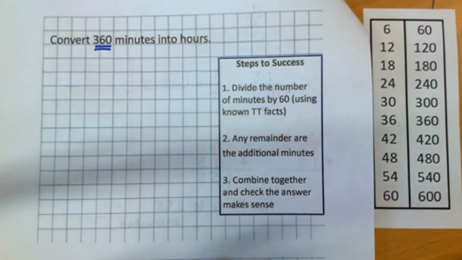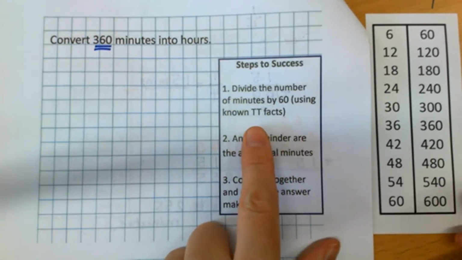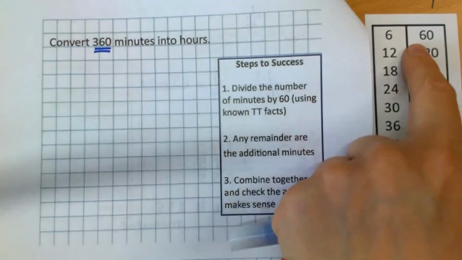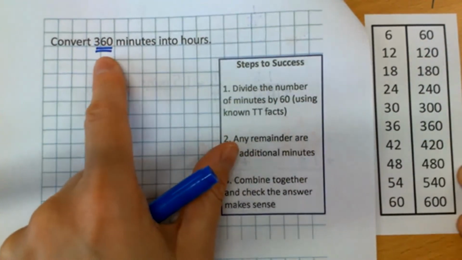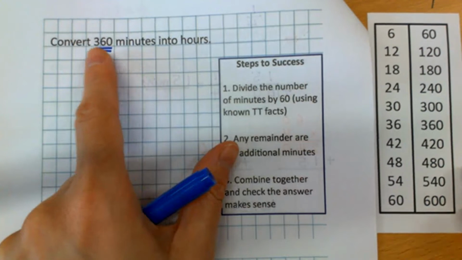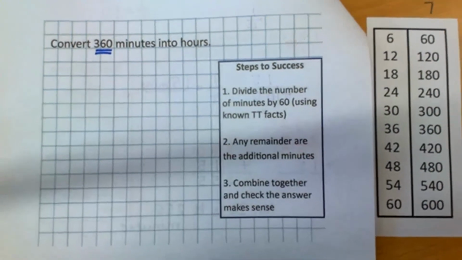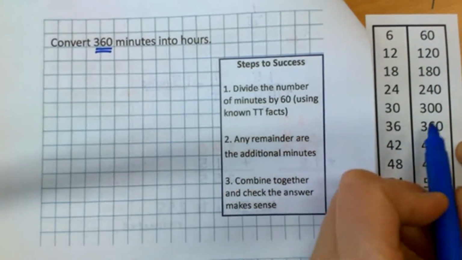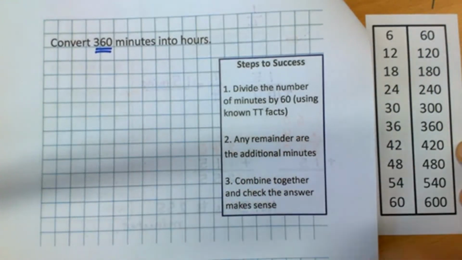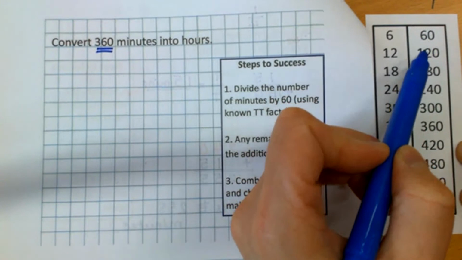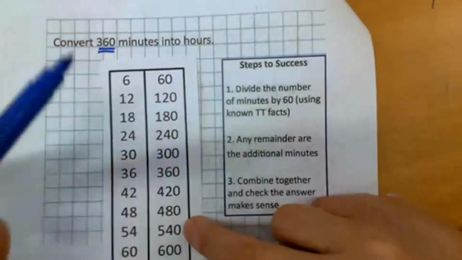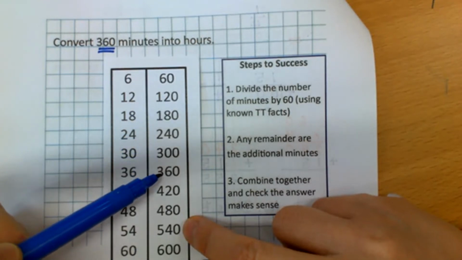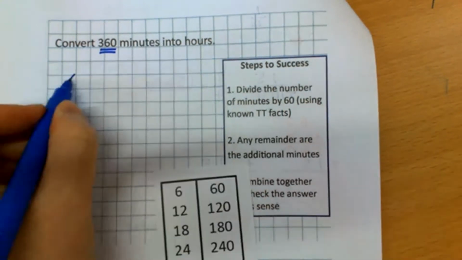Now what I'm going to do is use my times table facts to help me. I'm going to look at how many 60s I can find in 360. So I have to get as close to 360, but I'm not going over 360. So let me see. I have it here. Okay, so that's how many? 1, 2, 3, 4, 5, 6. So that's 6 hours.